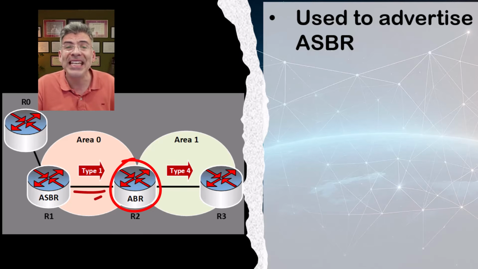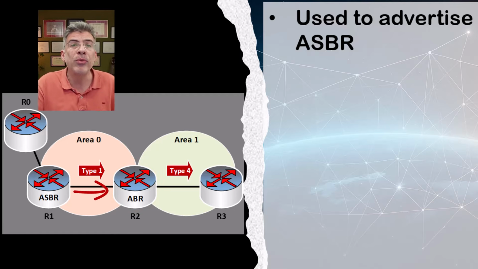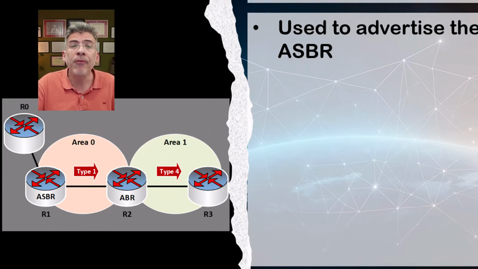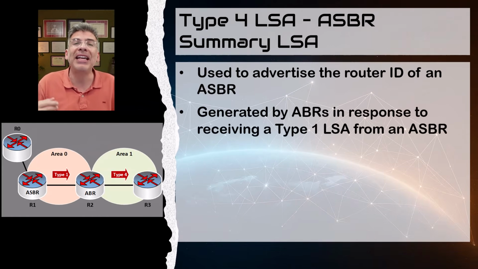Once R2 receives such a Type 1 LSA from R1, it knows that it was received from an ASBR. So what does it do? It generates a Type 4 LSA and floods it into Area 1. So a Type 4 LSA is generated by an ABR in response to receiving a Type 1 LSA from an ASBR. Now, what does a Type 4 LSA contain?